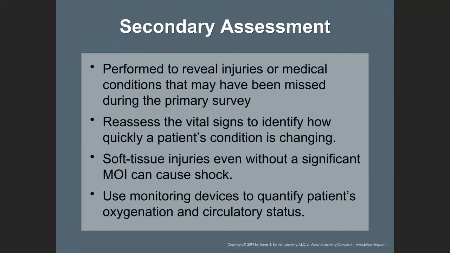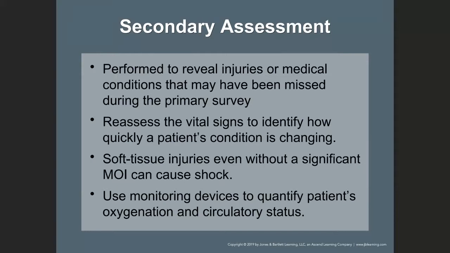Secondary assessment. Performed to reveal injuries or medical conditions that may have been missed during the primary survey. Reassess the vital signs to identify how quickly a patient's condition is changing. Soft tissue injuries, even without a significant MOI, can cause shock. Use monitoring devices to quantify the patient's oxygenation and circulatory status.